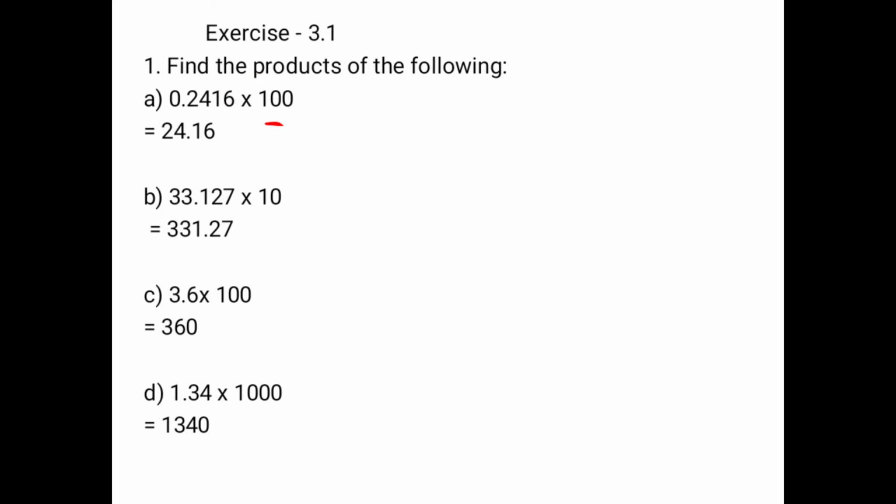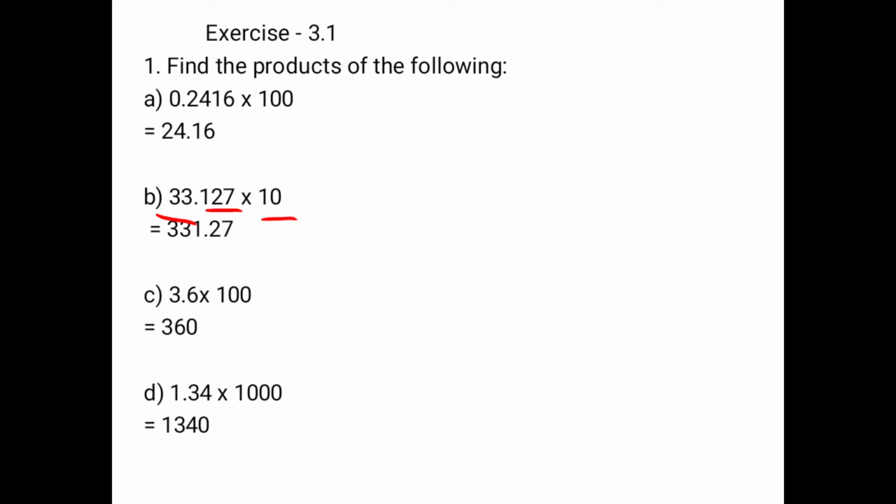So two zeros, so the point will move 2 digits, so it will become 24.16. We don't say twenty-four point sixteen. When there is a decimal, after the decimal we always say the numbers separately: twenty-four point one six, and not twenty-four point sixteen. You don't say sixteen after the point.